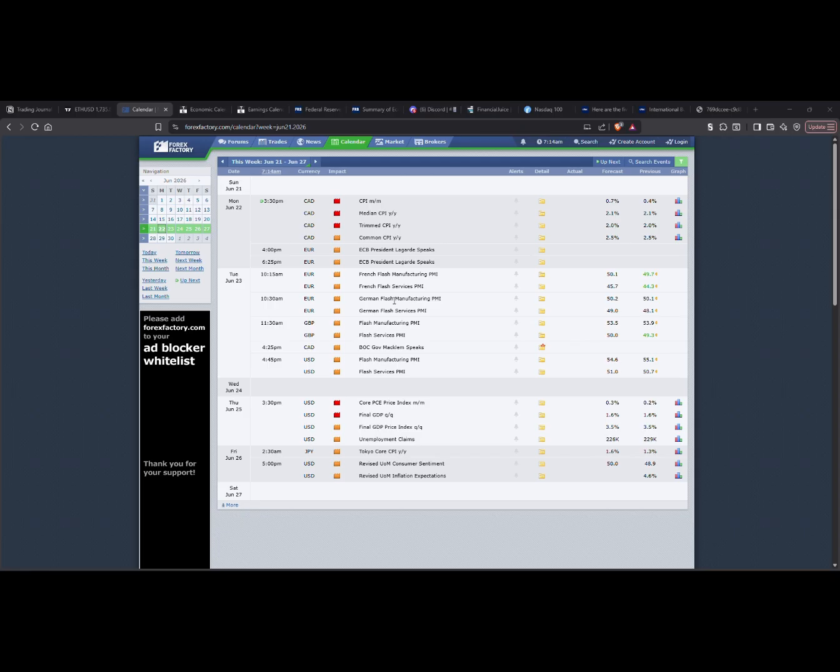As always, I will document the trades I take. If I make any mistakes, I will show you. If I take losses, I will show you and maybe try to understand why I took those losses.